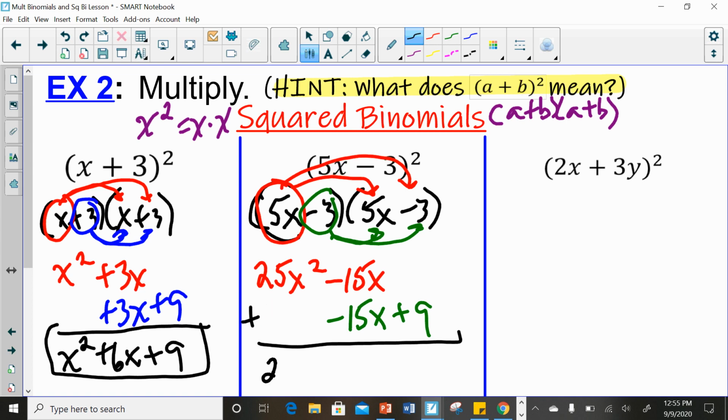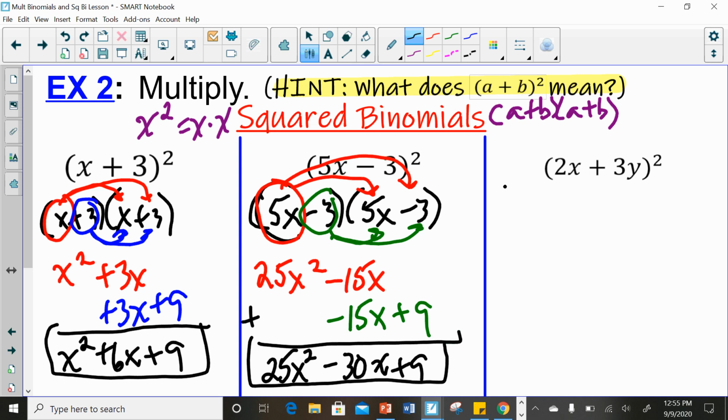So we get 25x squared. Two negatives, you're going to add and keep the sign. So 15 and 15 is 30. When you're adding two numbers of the same sign, you add and keep the sign, so we get a negative 30x plus 9.